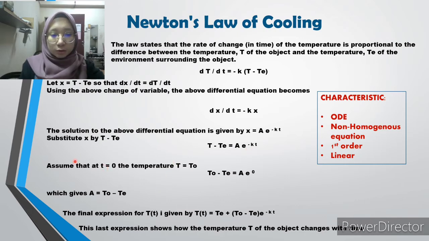Then we assume that at t equals 0, the temperature T equals T0. So the equation would be T0 minus TE equals A e to the power of 0, which gives A equals T0 minus TE. The final expression for T is given by T equals TE plus (T0 minus TE) e to the power of negative kt. The last graph shows that the temperature T of the object changes with time.